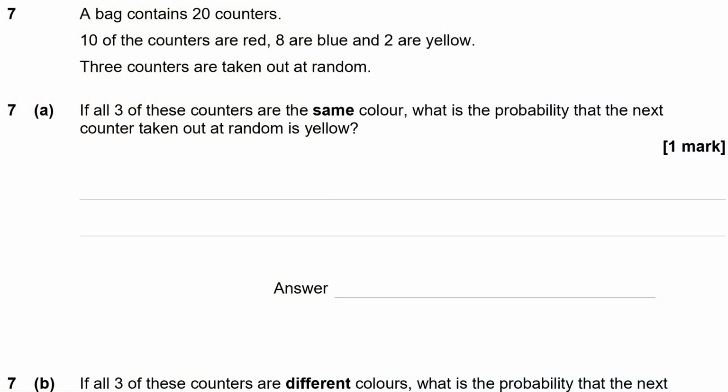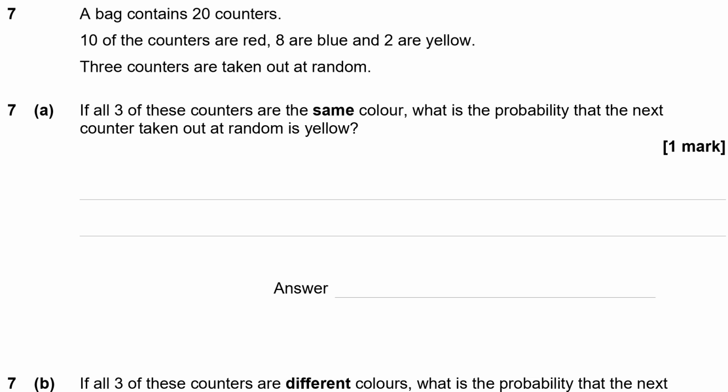Question 7. A bag contains 20 counters. 10 of the counters are red, 8 are blue, and 2 are yellow. 3 counters are taken out at random. If all 3 of these counters are the same colour, what is the probability that the next counter taken out of the bag is yellow? So we're talking about the 4th selection here after 3 selections have already been made.